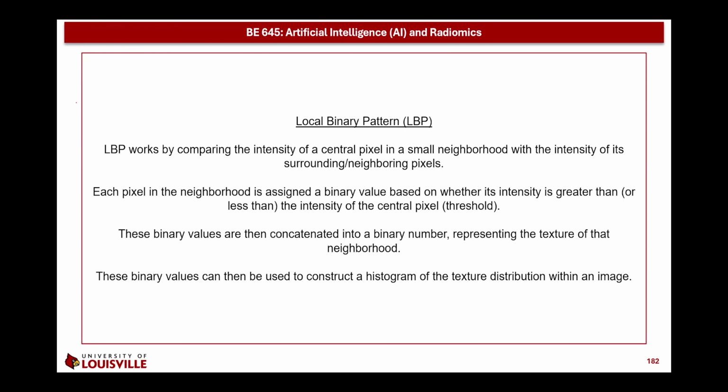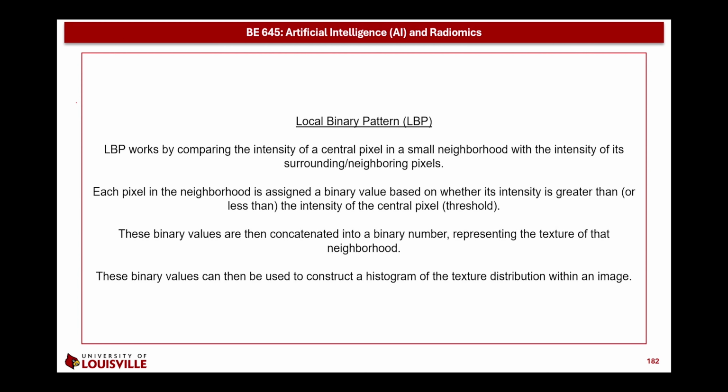Simply, LBP works by comparing the intensity of a central pixel in a small neighborhood with the intensity of its surrounding or neighboring pixels. Each pixel in the neighborhood is assigned a binary value based on whether its intensity is greater than or less than the intensity of the center pixel. So, for example, if the center pixel is 50 and the neighboring pixel is 60, so the neighbor is more than the center, then the new binary value will be 1. Otherwise, it will be 0.